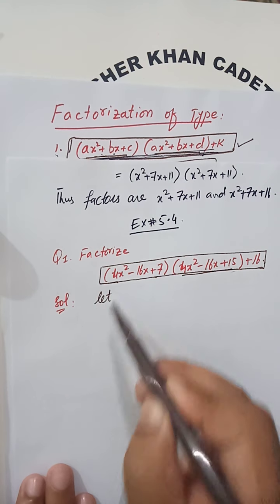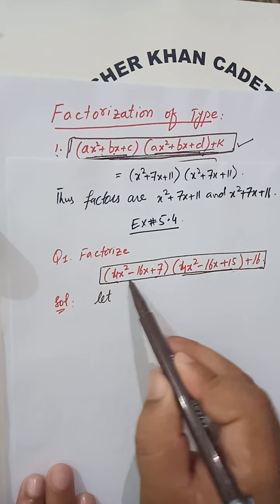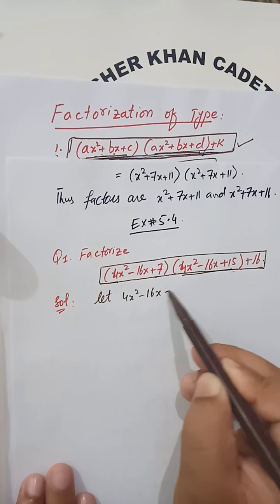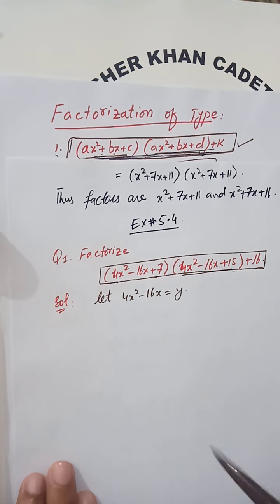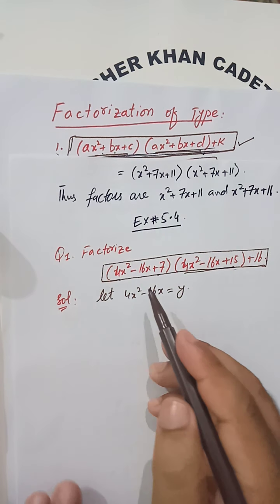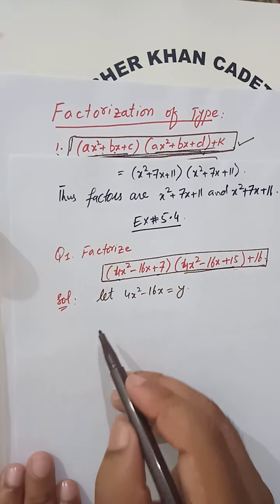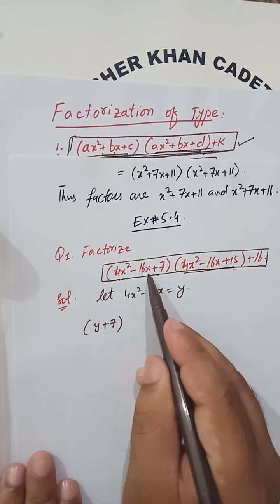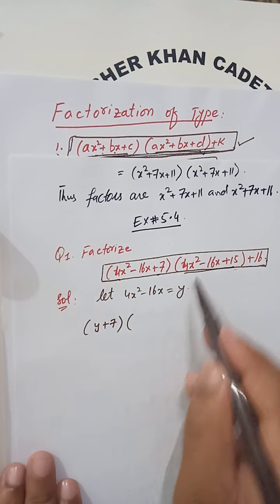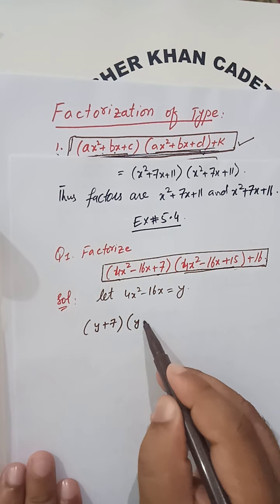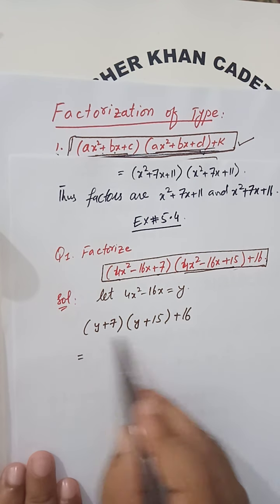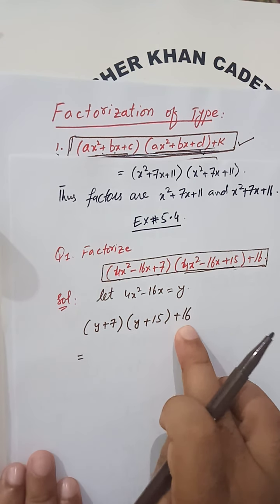In the solution, what you can do is replace 4x square minus 16x with y. So the given algebraic expression will become y plus 7. Instead of 4x square minus 16x, I am writing y, and here I will also write y plus 15 plus 16. Now multiply these 2 linear factors and add 16.